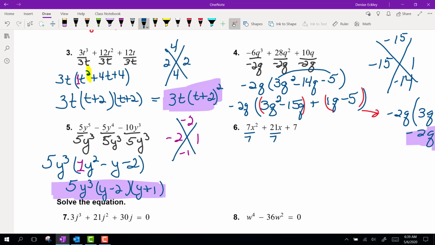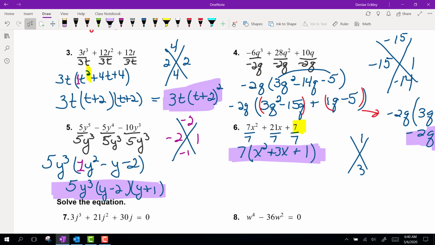Number 6, again factoring out a 7. No x this time because this 7 does not have an x, so I can't factor a variable out. So I have 7 times x squared plus 3x plus 1. Now I'm looking for two numbers that multiply together to give me 1, and when added give me 3. There are no such numbers, so this is as much as I can factor that one, just a GCF.